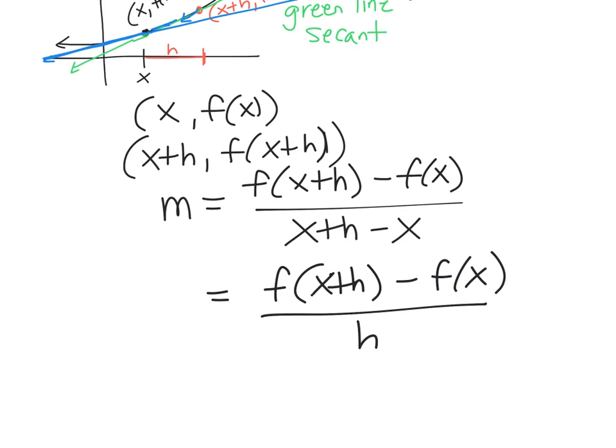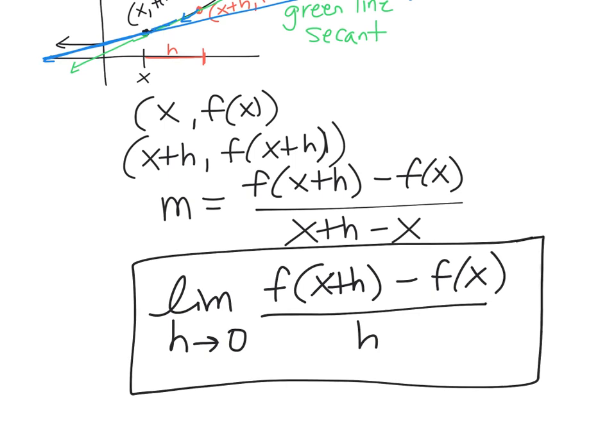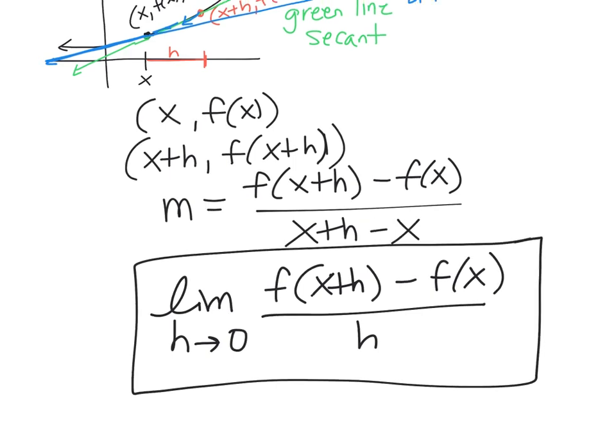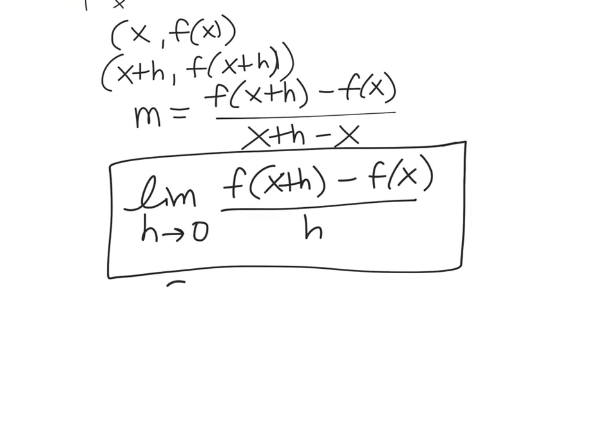In order to find the tangent line, we're trying to get that h to become 0 so that they are the same point. So we are going to take the limit as h approaches 0. And there it is. That right there is your formula to find the slope of the tangent at any point.